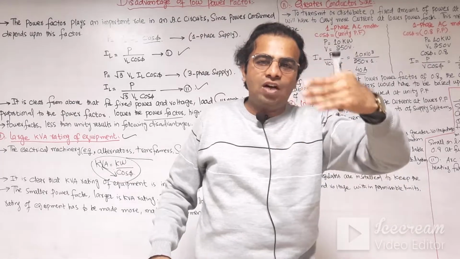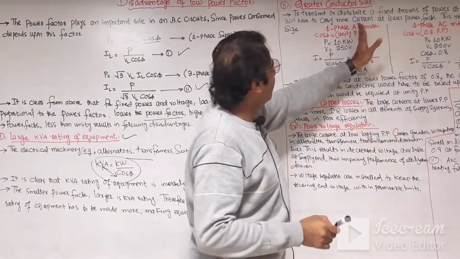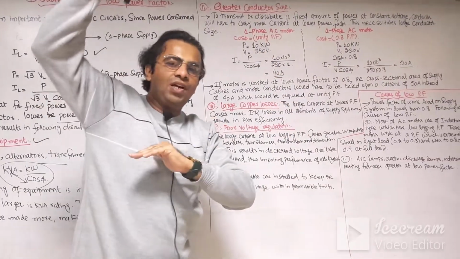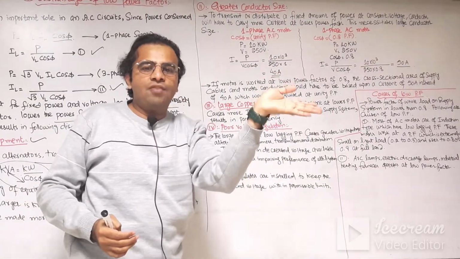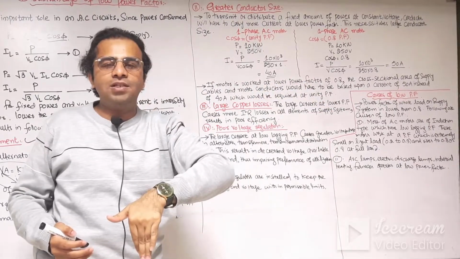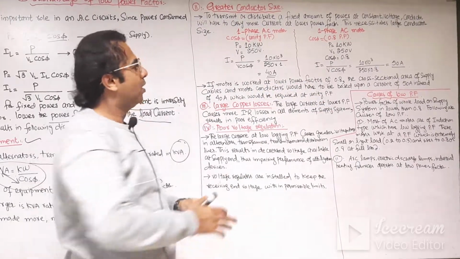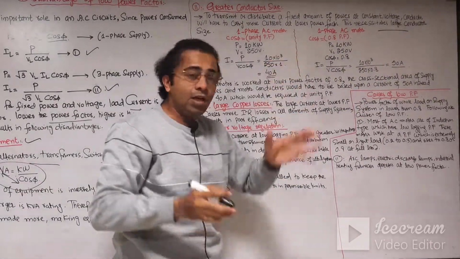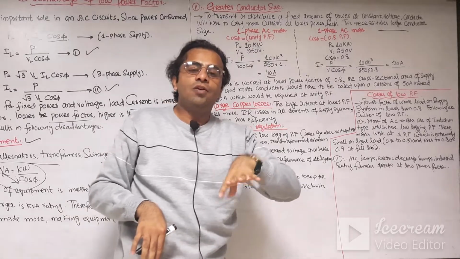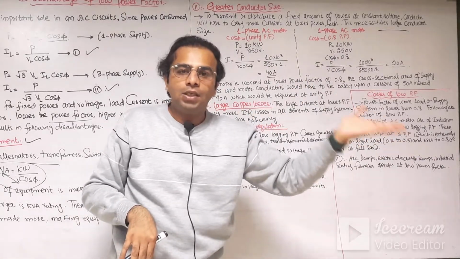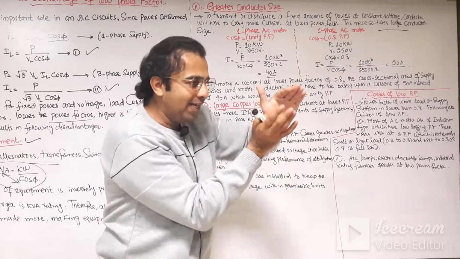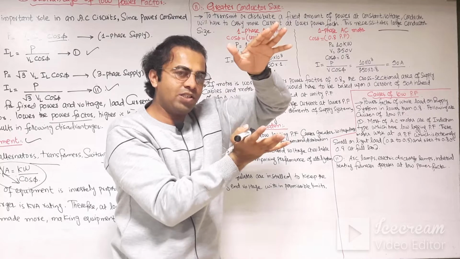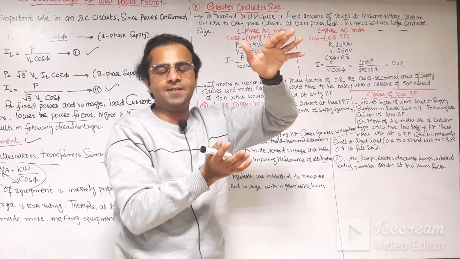So the amount of current to be carried by the conductor is more when the power factor is low. When the power factor is high, the amount of current to be carried by the cables or conductors will be low. So here we have a case: if there is a lower power factor and the current to be carried by the conductor is greater, obviously the size of the conductor, the cross sectional area or width of the conductor, is increased.